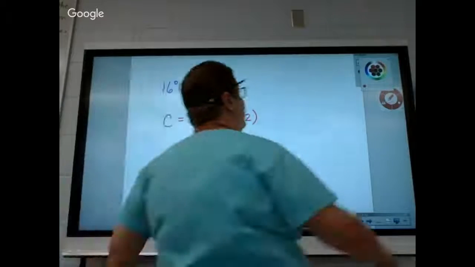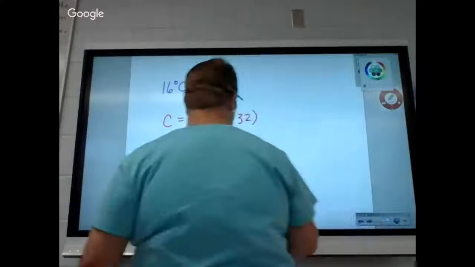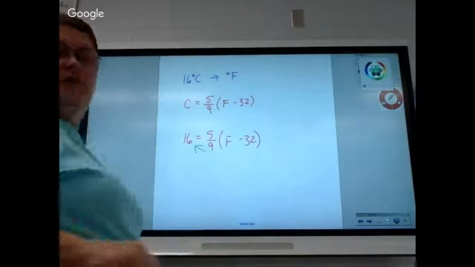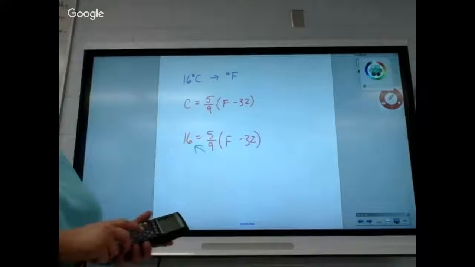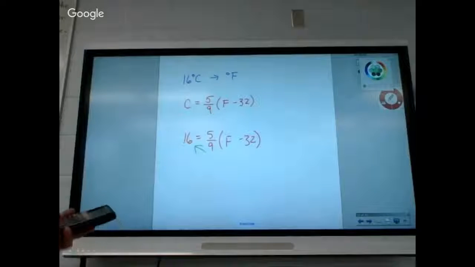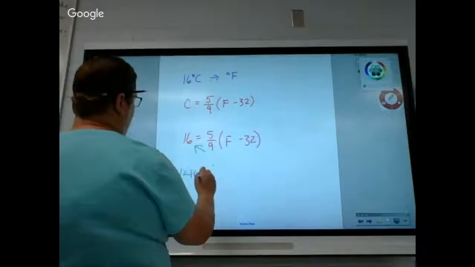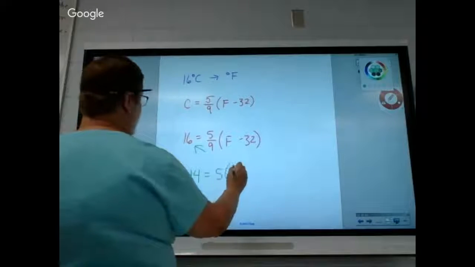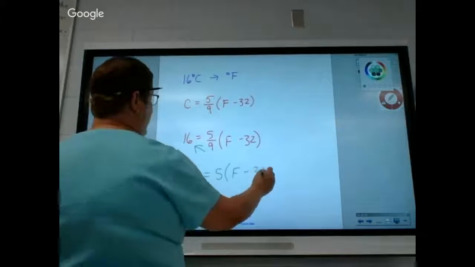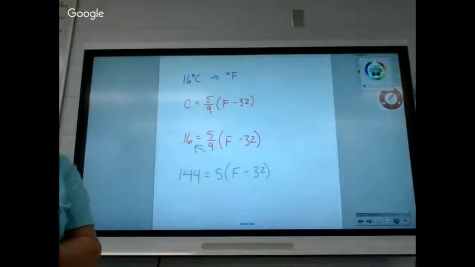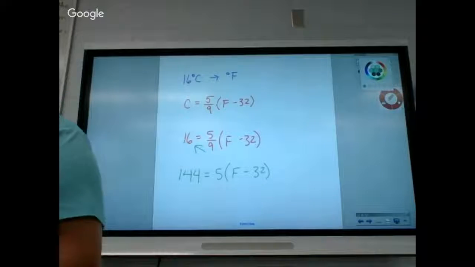All right, so if you're one of those folks who are like, Ms. Wall, I can't do it, for those of you who are struggling, get rid of your fraction. Multiply by 9. 16 times 9, and you get 144 equals 5F. You don't have to do it this way. This is just for the math challenged people. Okay? Get rid of your fraction.